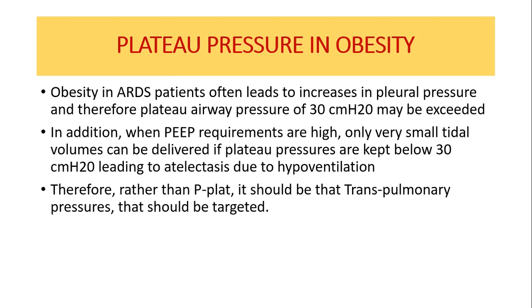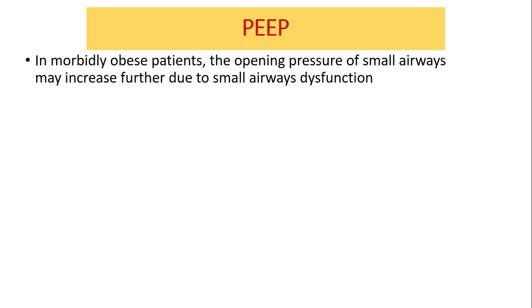Coming to obesity. Obesity was one of the problems when we talked about poor chest wall compliance, poor abdominal compliance. Here, limiting plateau pressures to 30 can lead to hypoventilation and atelectasis in the dependent areas. So it is the transpulmonary pressure which should be targeted in this obese subset of patients. You can't just arbitrarily increase the plateau pressure to 35, 40, 45. No, that doesn't work that way.